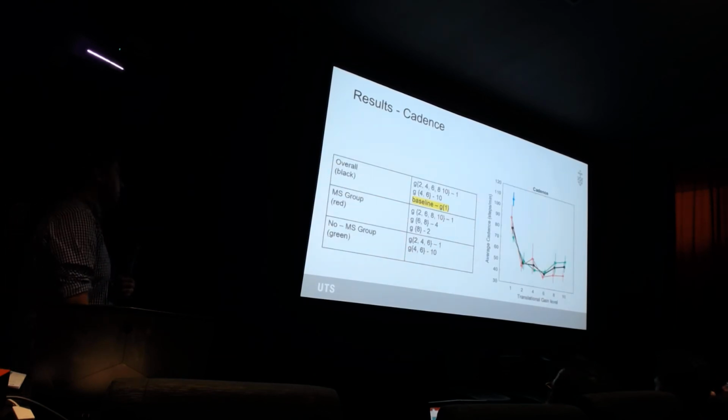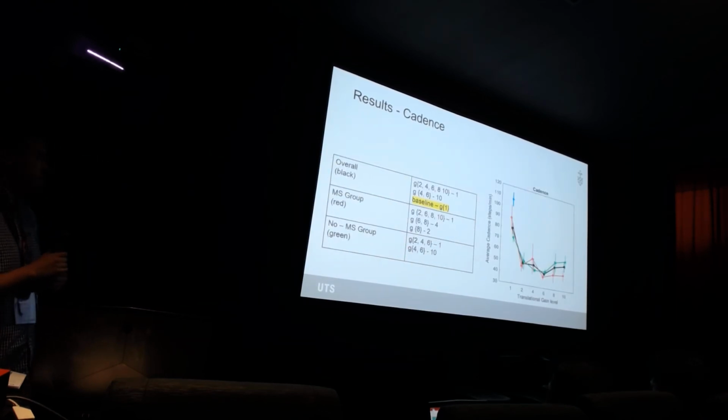And this is their steps per minute. It's a very similar trend. You can see how people from the motion sick group, they decrease their cadence a lot and then just try to maintain it low, whereas people that are not motion sick, they decrease their cadence, but over time they start to increase it again. So it's kind of a pattern of adaptation.